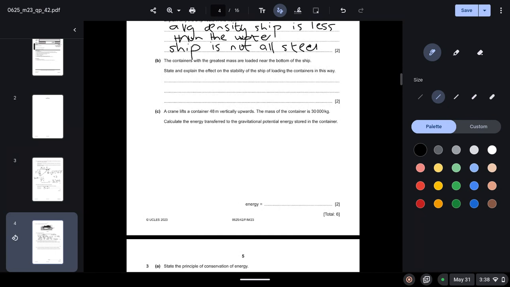The containers with the greatest mass are loaded near the bottom of the ship. State and explain the effect on the stability of the ship of loading the containers in this way. Well, if you put a lot of mass on the bottom, then the center of gravity becomes lower, which makes the ship more stable. So lower center of gravity, which makes the ship more stable.